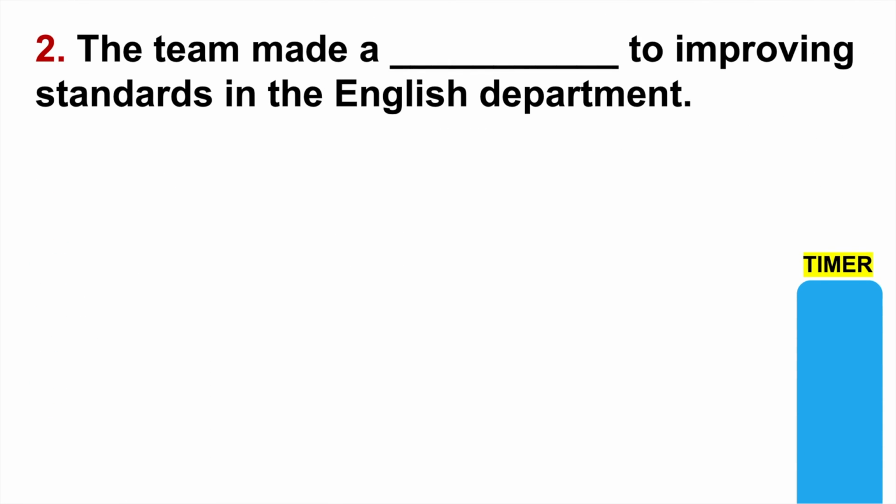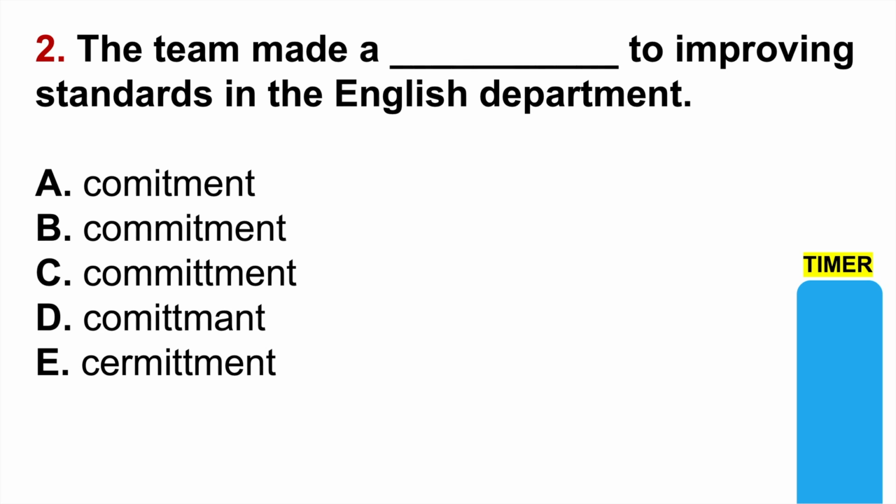Question number 2. The team made a commitment to improving standards in the English department. Which answer option is spelt correctly? A, B, C, D or E? Here is the timer.